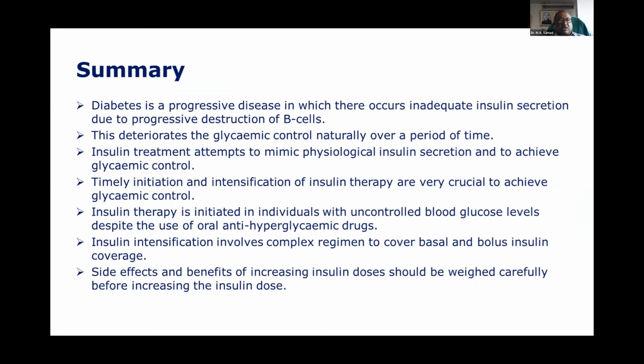I have come to the last of my presentation. This is the summary. As diabetes is a progressive disorder and there is inadequate secretion of insulin and progressive destruction of the beta cell, there is gradual deterioration of glycemic control over a period of time. Insulin treatment should be started as early as possible, and delivery should be more physiological to achieve glycemic control. And you need to intensify the insulin therapy, and this is very crucial to achieve glycemic control over time.